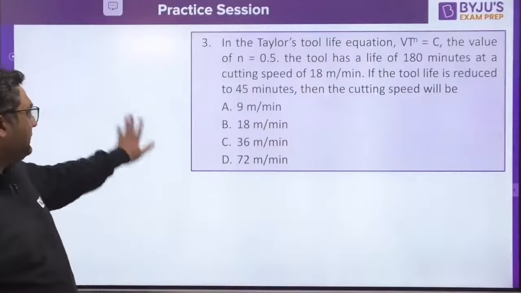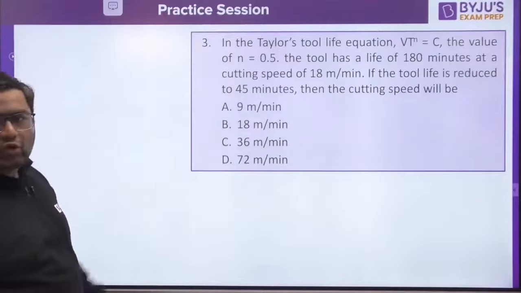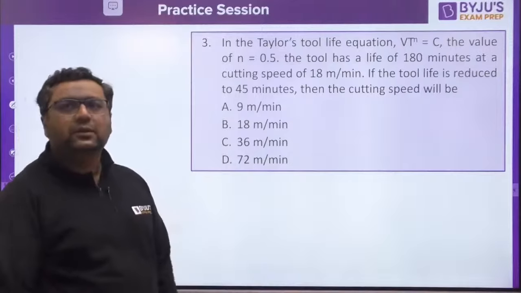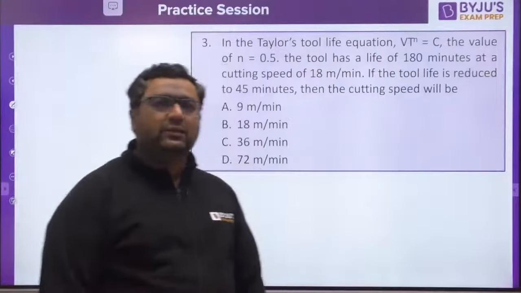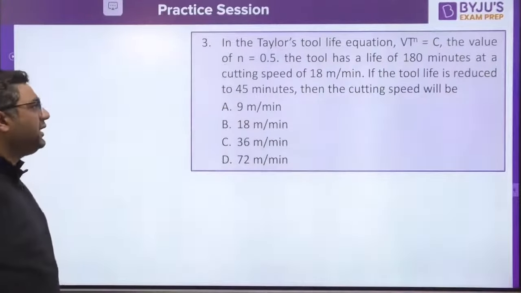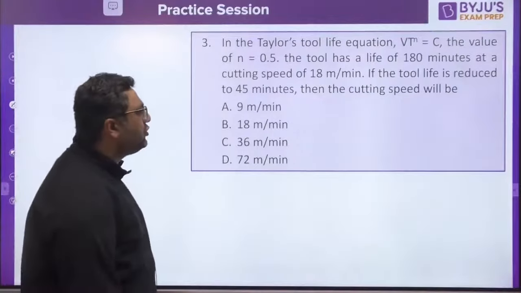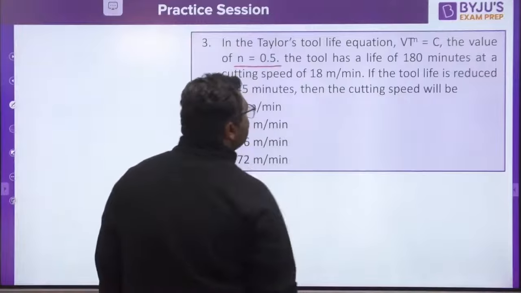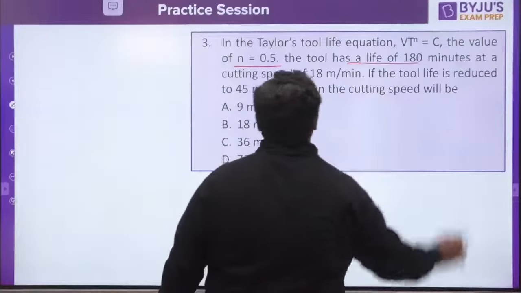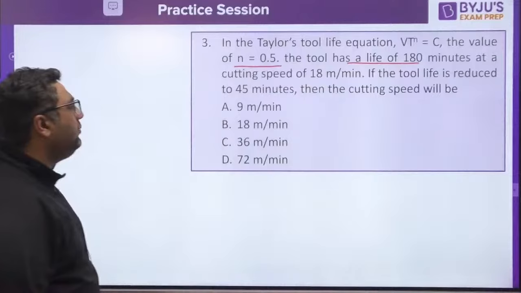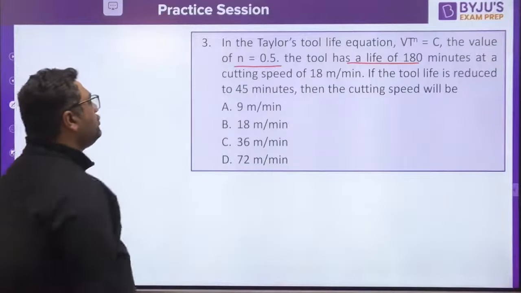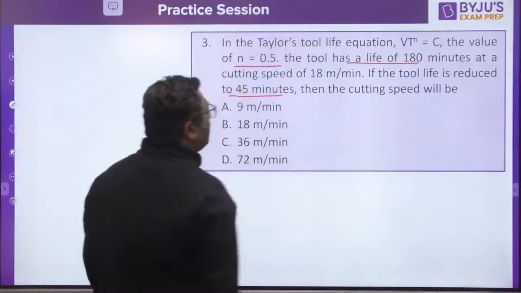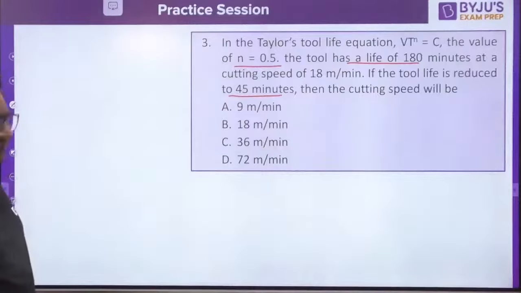Question number 3, guys. Once again from Taylor tool life. Don't worry, we have covered all the topics. Very good, Saikat. So this question is on the Taylor tool life equation, VT^n equals constant. The value of n is 0.5. C is 180 minutes at a cutting speed of 18 meters per minute. Tool life is reduced to 45 minutes. Then the cutting speed will be. So once again, you need to apply the similar equation.